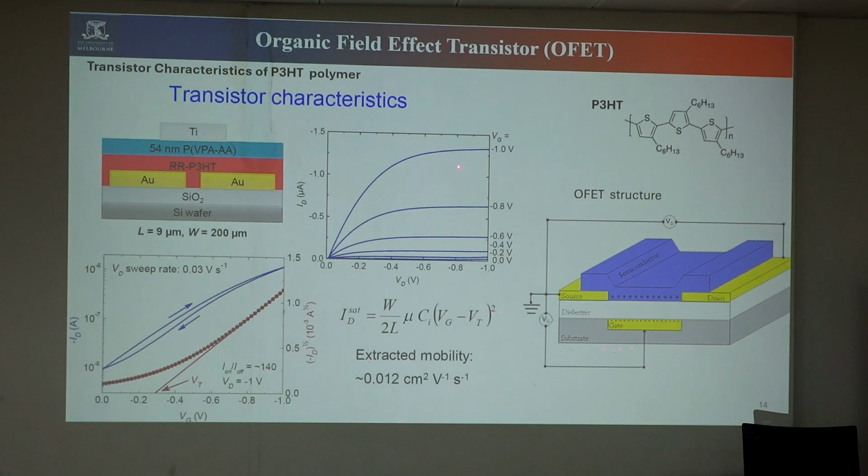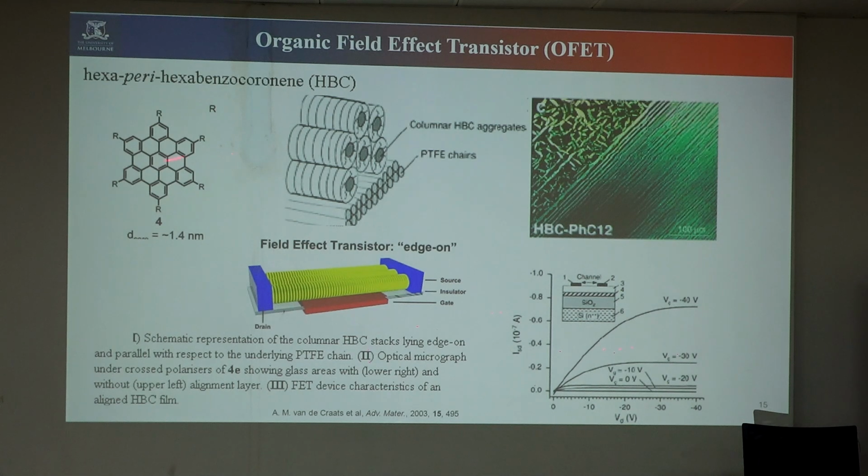This is an IV curve for the P3HT transistor. And this is another material, hexabenzocoronene. It has a very flat molecule. It preferably has a structure of this type, where the side is lying perpendicular to the surface. We can have this type of rod-like structure forming on the substrate. When you form this, you can see very nice arrangements, because this is a very flat molecule. It can nicely arrange one by one like this.